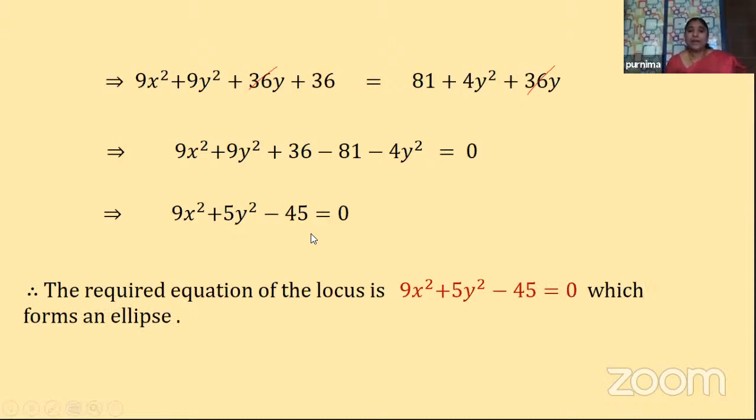But what exactly is it? What shape is it in? It forms an ellipse. So this equation, 9x square plus 5y square minus 45 is equal to 0, forms an ellipse. So do you want to see how an ellipse looks?